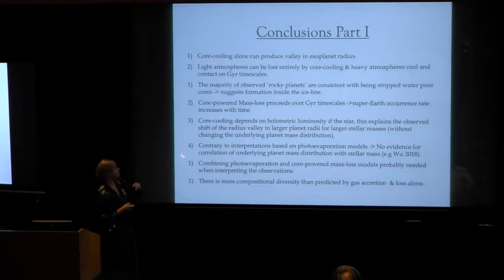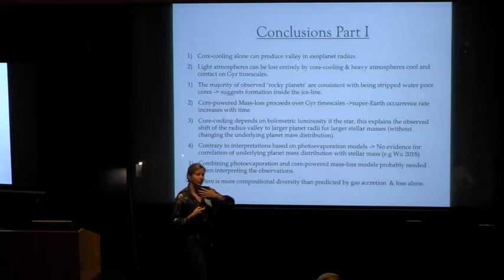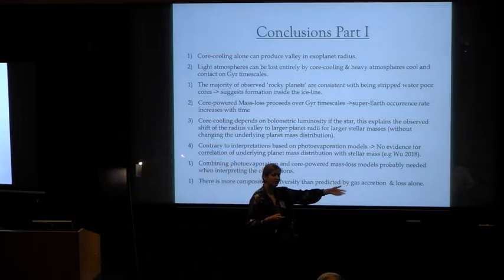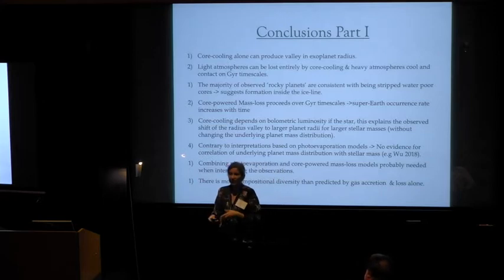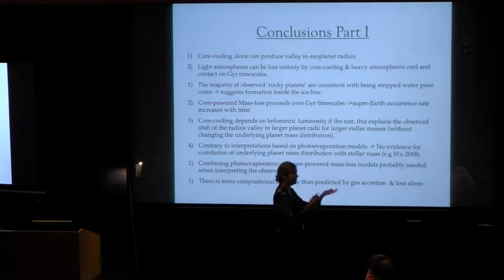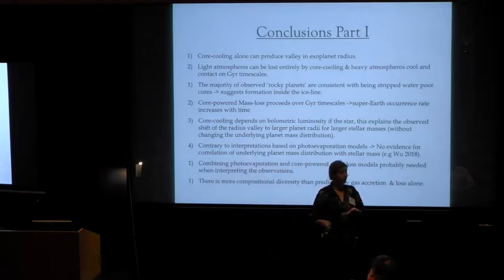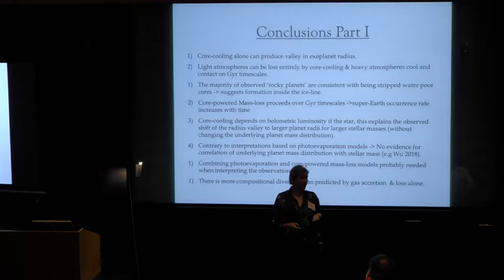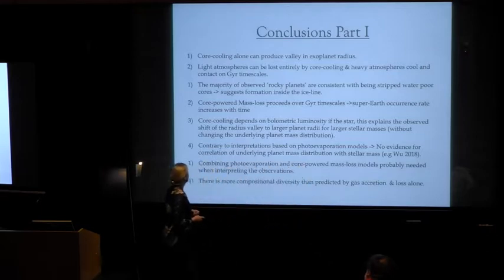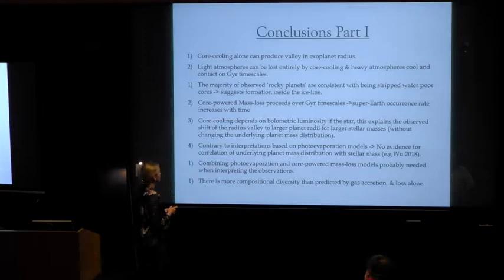Other interesting things you can test observationally: the core-powered mass loss mechanism continues, right? It happens on gigayear timescales, even today. So if you're able to probe super-Earth and sub-Neptune populations around different age stars, you should see that the population of super-Earths keeps increasing as you go to older and older stars, right? Because even between 500 million years and 5 billion years, you're still turning sub-Neptunes into super-Earths by stripping their envelopes, which is also different from photoevaporation because that happens basically within the first 100 million years.